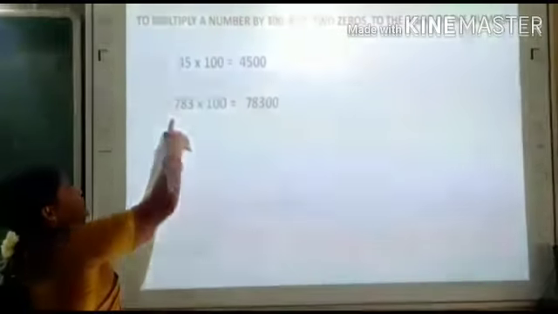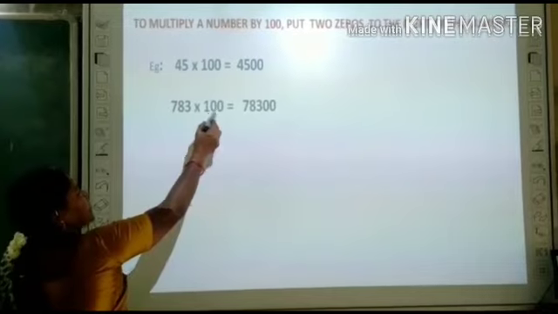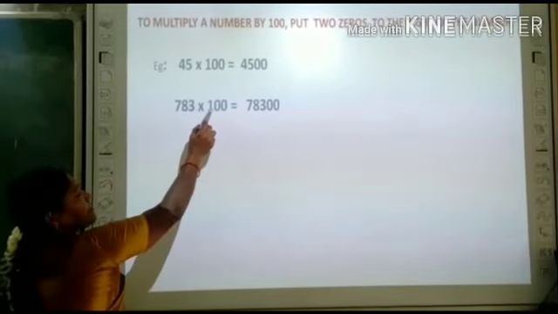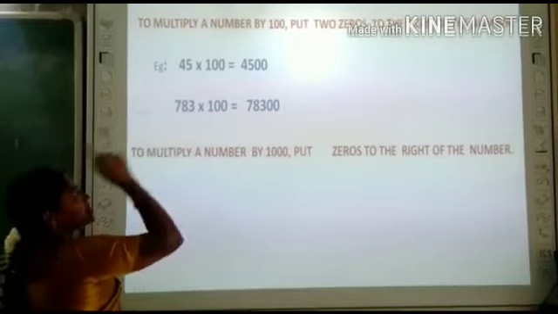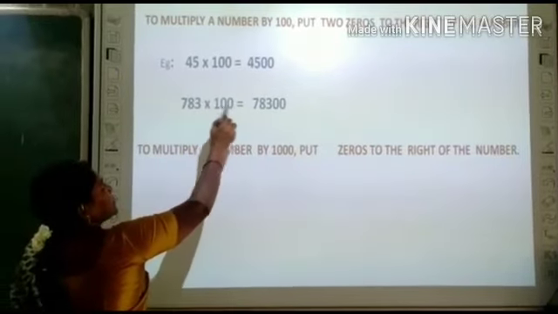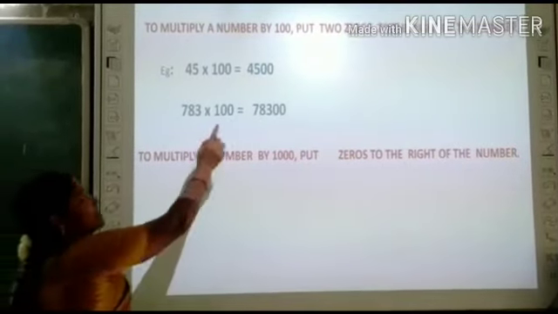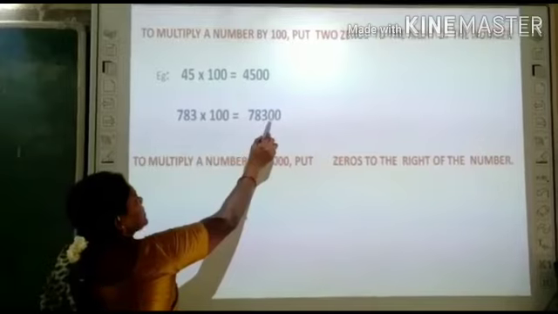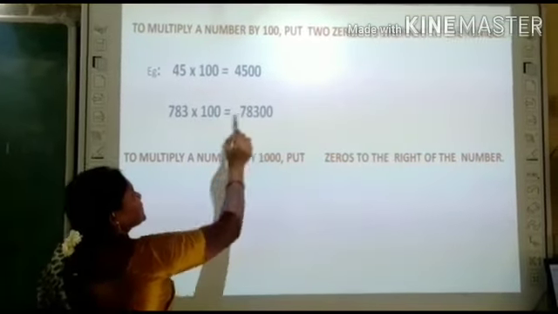Now 783 into 100. First we multiply by 1, so 783 ones are 783. Into 100 means you put 2 zeros. Add 2 zeros to the right of the given number.